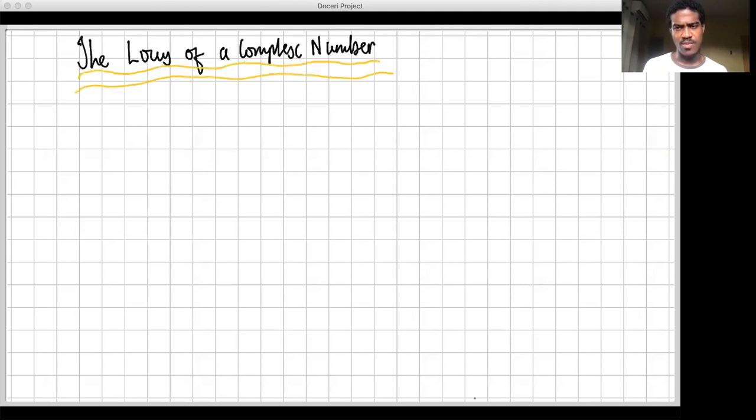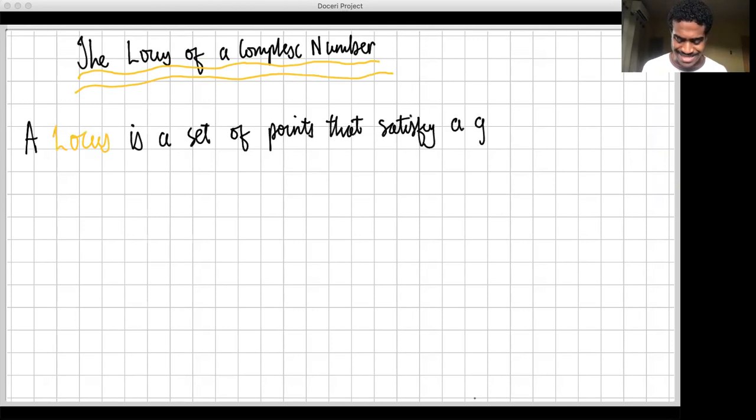What we're going to look at today is the last topic in complex numbers. That topic is the locus of a complex number. So the locus of a complex number. The first thing we need to look at is what is the locus. And a locus is a set of points that satisfy a given condition.